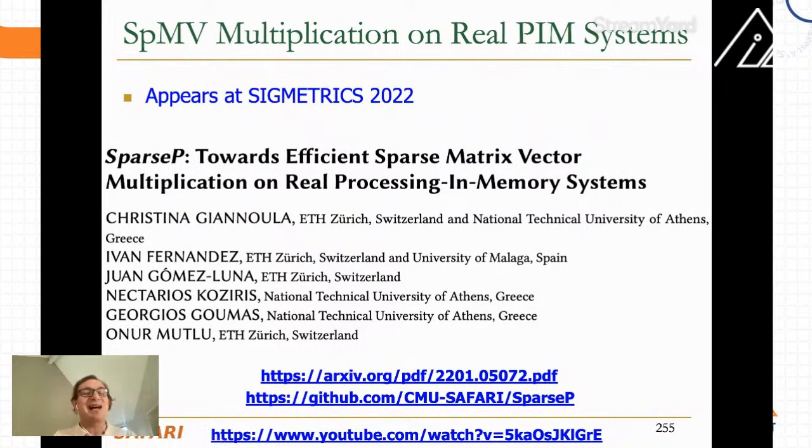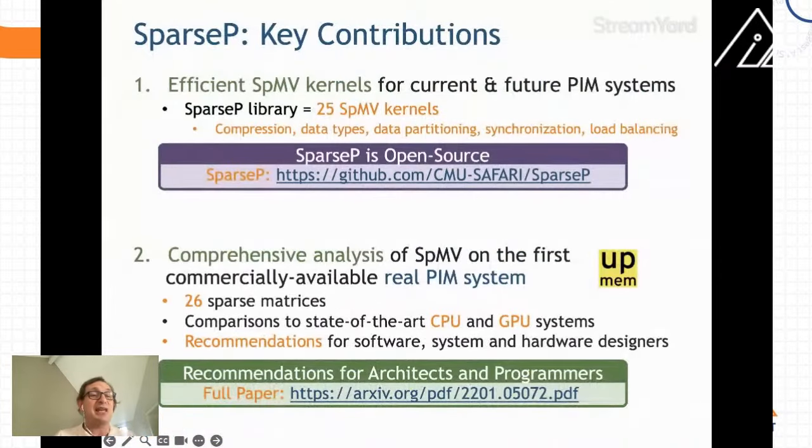We also have other analysis on the toughest part for this architecture, which is multiplication, essentially. If you're interested in this, you can take a look at the SparseP paper. Essentially, we look at how to optimize multiplication on an architecture that cannot do multiplication really well. And we look at many different ways of doing compression, data types, data partitioning, synchronization, and load balancing. You can find all of these in the open source code. And there's a comprehensive analysis of how to do sparse matrix vector multiplication on this system.